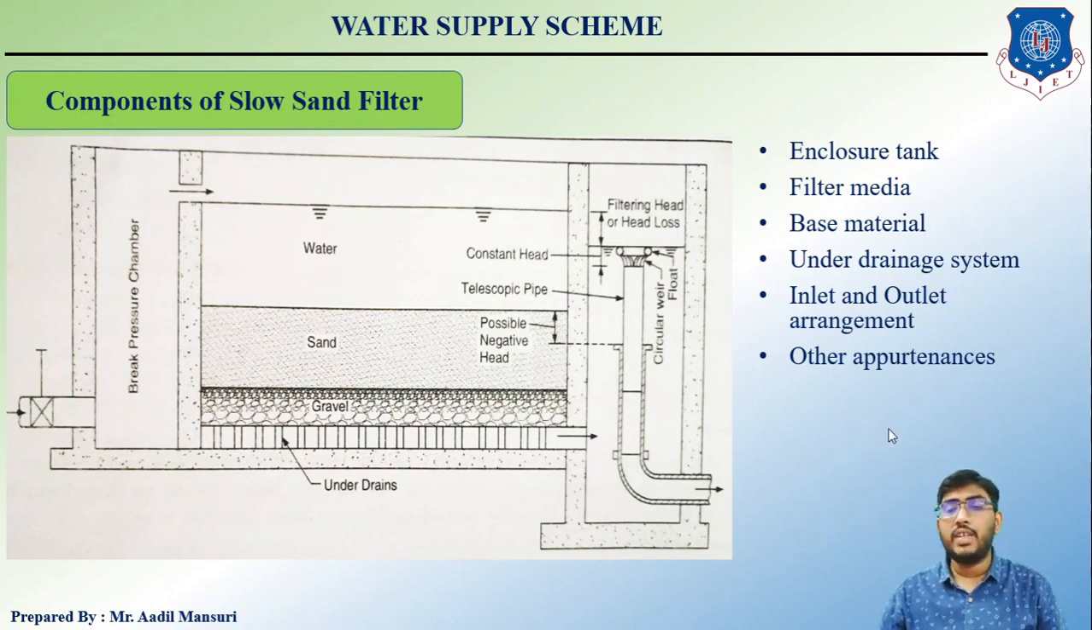Let's talk about base material. The filter media is supported on base material consisting of gravel 30 to 75 centimeters thick, of different sizes placed in different layers. Generally 3 to 4 layers, each of 15 to 20 centimeter depth, are used, with the coarsest gravel at the bottom and the finest at the top as indicated in the figure. You can see that larger size gravels are placed at the bottom and finer ones at the top. Clear?